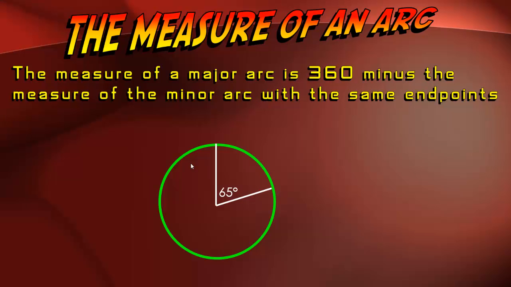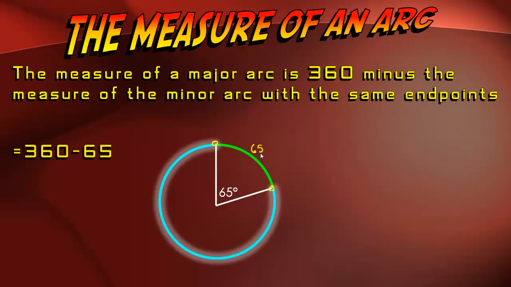Alright, the measure of a major arc is 360 minus the measure of the minor arc with the same endpoints. So what I mean by that is, it's got the same endpoints as this. This here is 65. That's not the measure of the major arc. We take 360 minus 65, which gives us 295. So 295 degrees is the measure of the major arc.